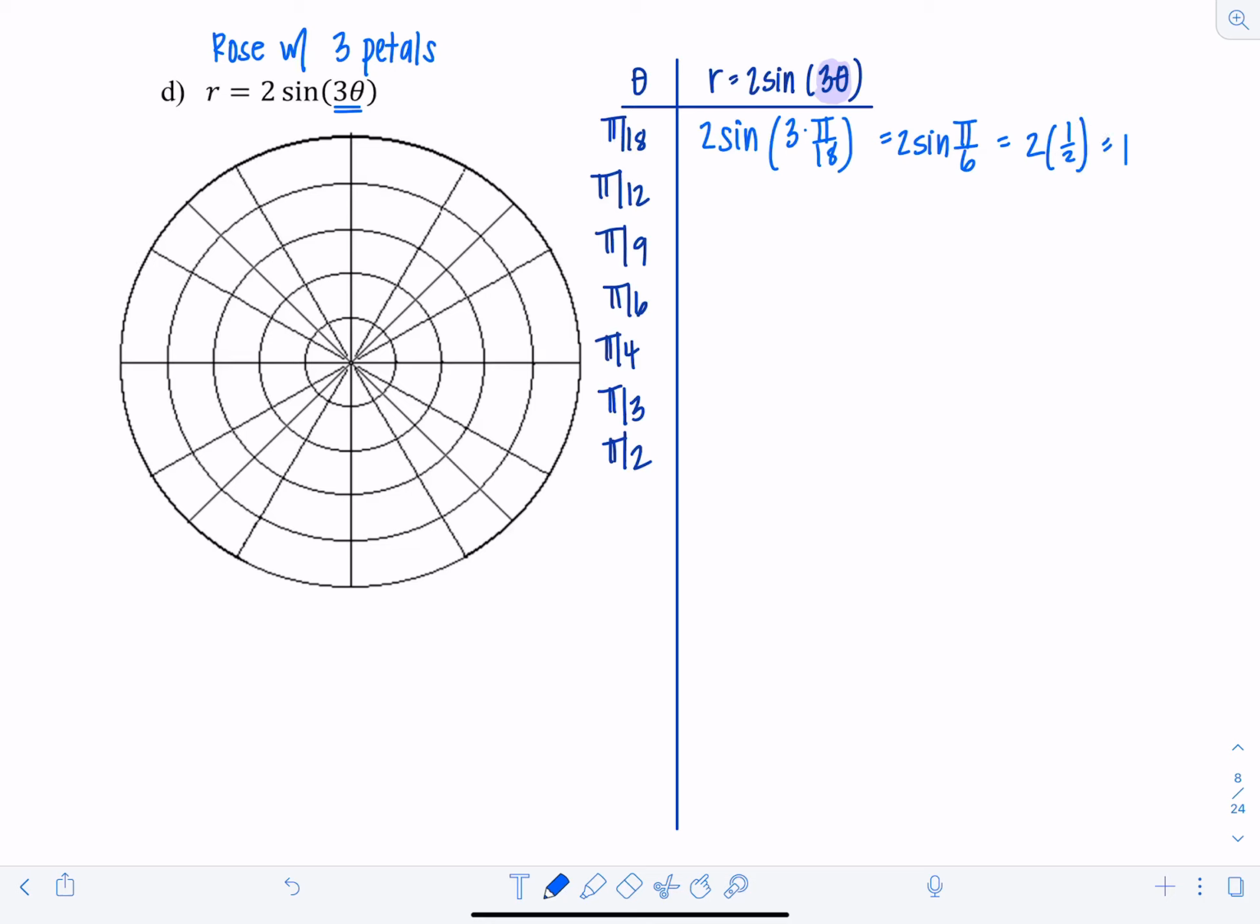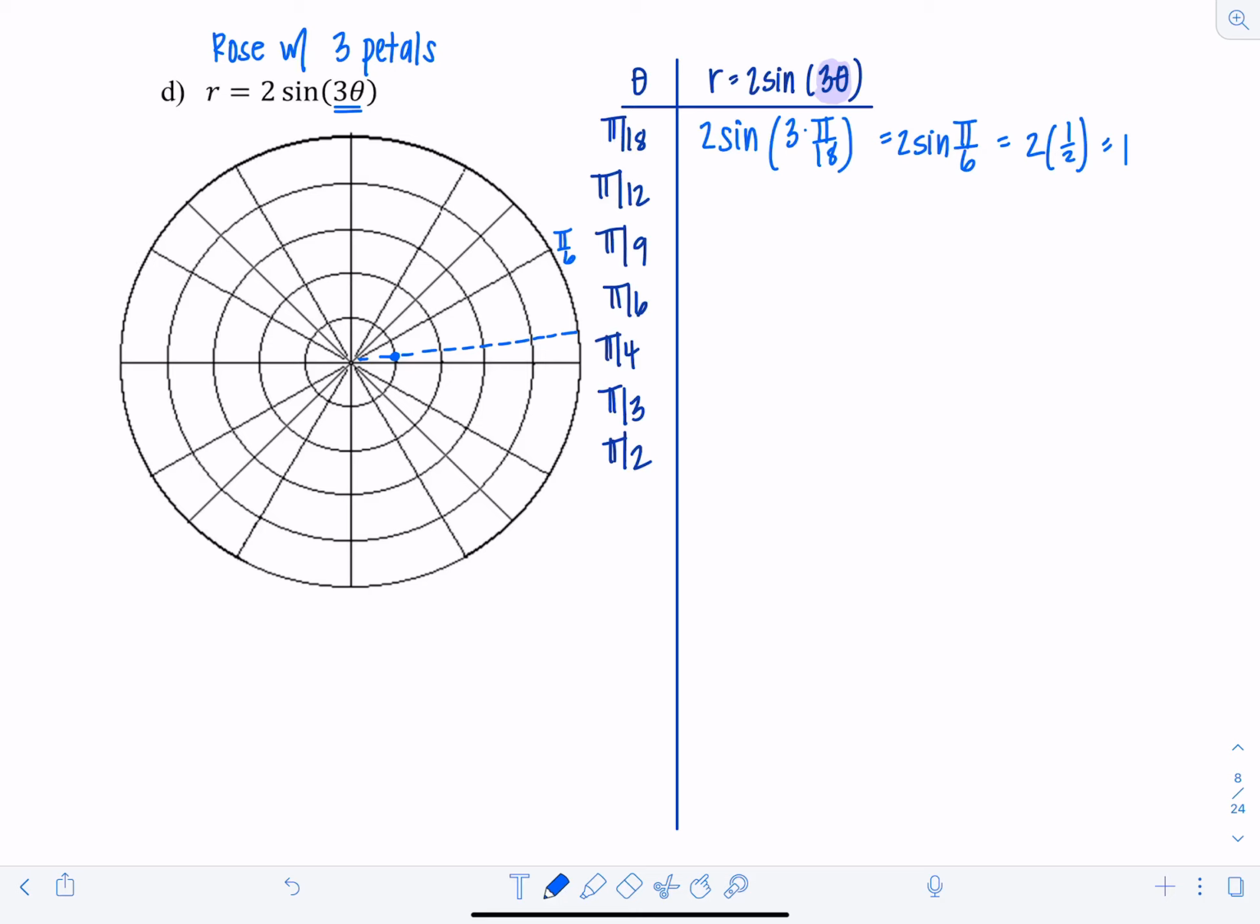Okay. Now pi over 18, that's not marked off here for us. So remember this one here is pi over 6. So just cut it in thirds. So maybe a third of the way here or so. Okay. That's a third of the way. And the radius is 1 there.